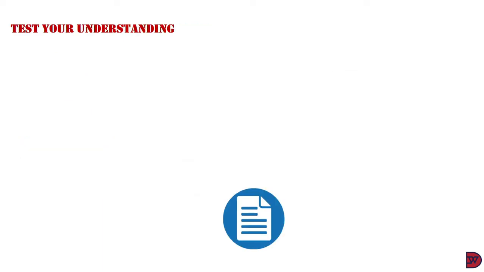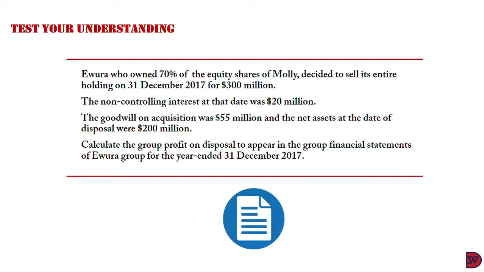So let's test our understanding. Era, who owned 70% of the shares of Molly, decided to sell its entire holding on 31st December 2017 for $300 million. So the proceeds is mentioned here. The non-controlling interest at that date was $20 million. The goodwill on acquisition was $55 million, and the net assets at the date of disposal were $200 million. We have to calculate the group profit on disposal to appear in the group financial statement of Era Group for the year ended 31st December 2017.